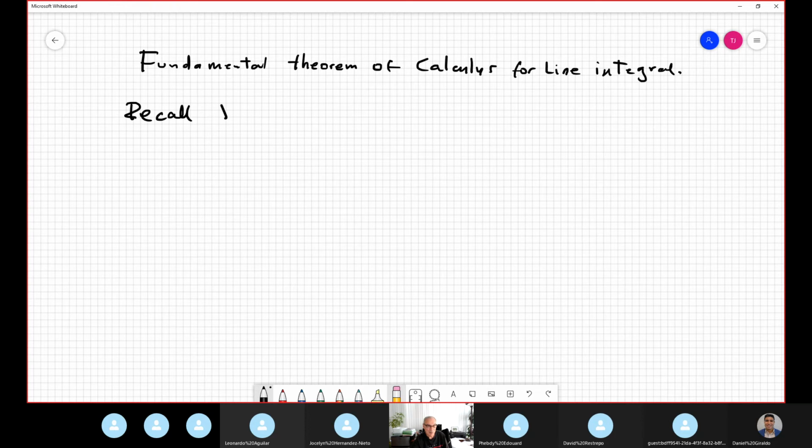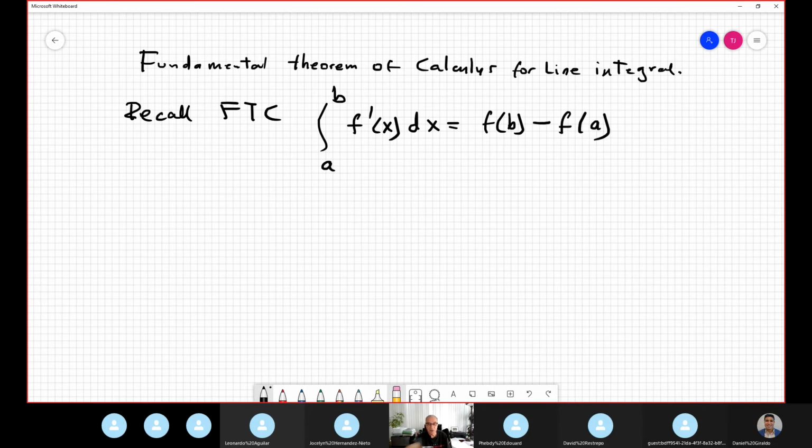I want to recall the classical fundamental theorem of calculus. It's the integral from a to b of the derivative of the function is equal to the antiderivative, which is F, evaluating between b and a. You remember that very well, no? Calculus 2, calculus 1.